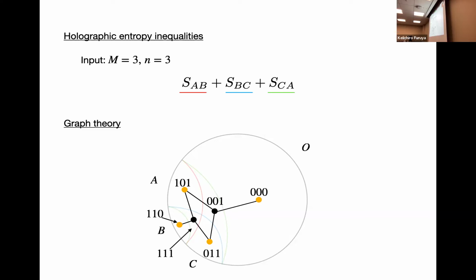So the boundary regions have a partial order in their inclusion. And their bulk corresponding regions must respect that. The boundary to bulk map is order preserved. Exactly, yeah.